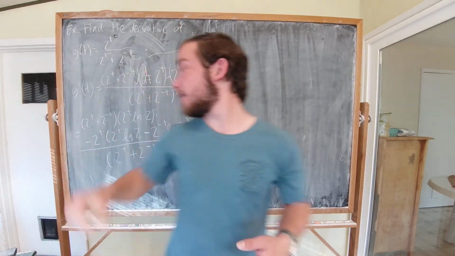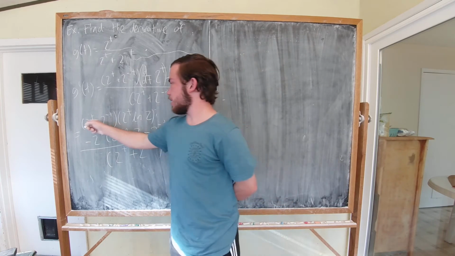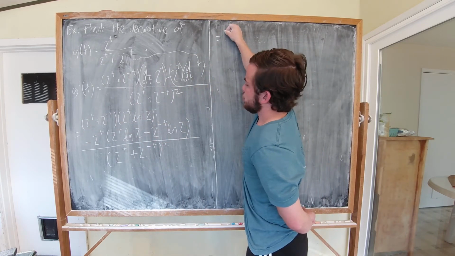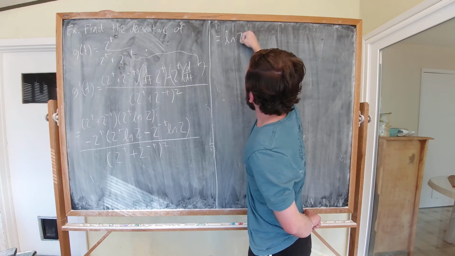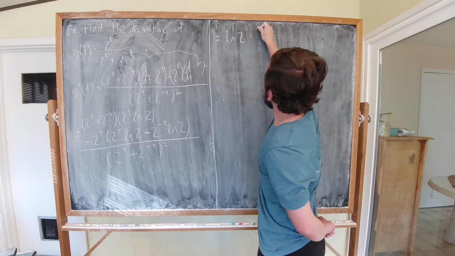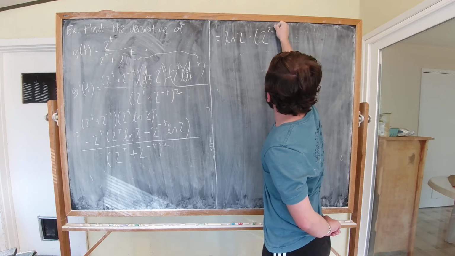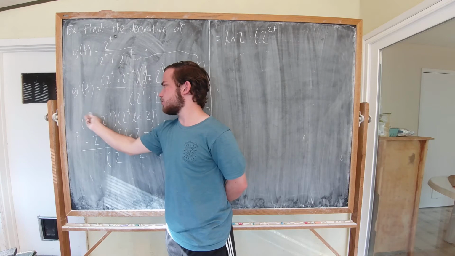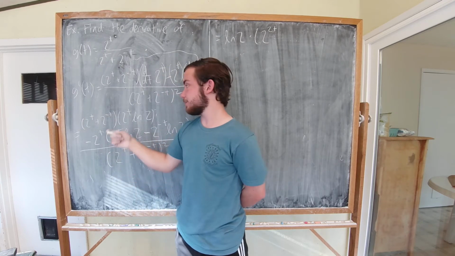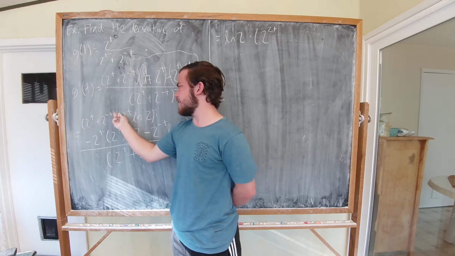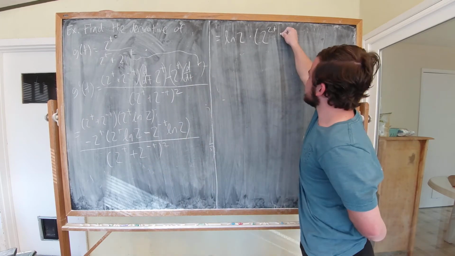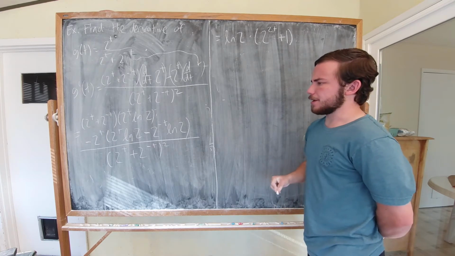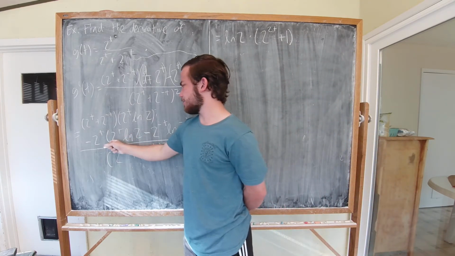Alright, so from here, exponential laws say, okay, this will be natural log of 2 times 2 to the 2t, 2 to the t times 2 to the t, 2 to the t plus t, aka 2 to the 2t. And then 2 to the t times 2 to the negative t is just 1. Okay? And then how about over here?